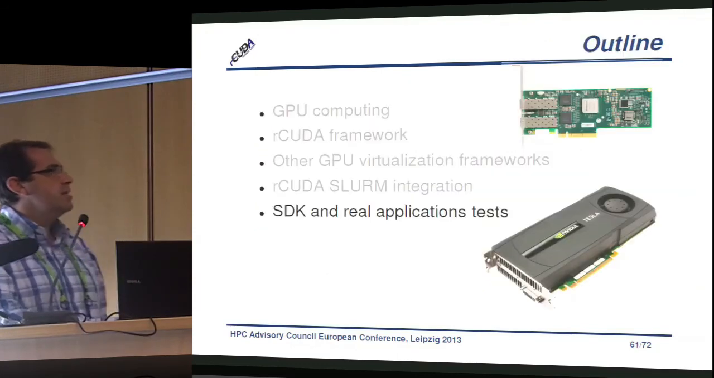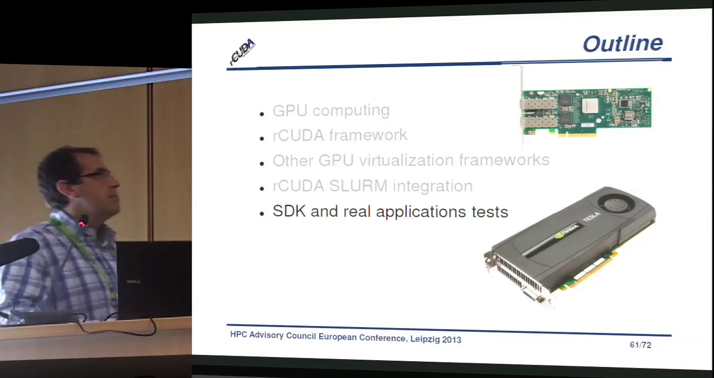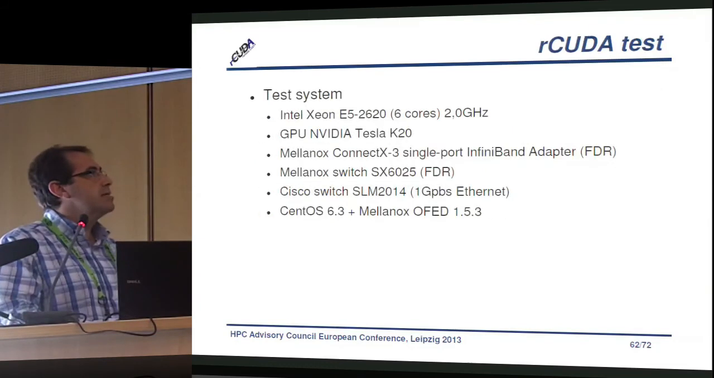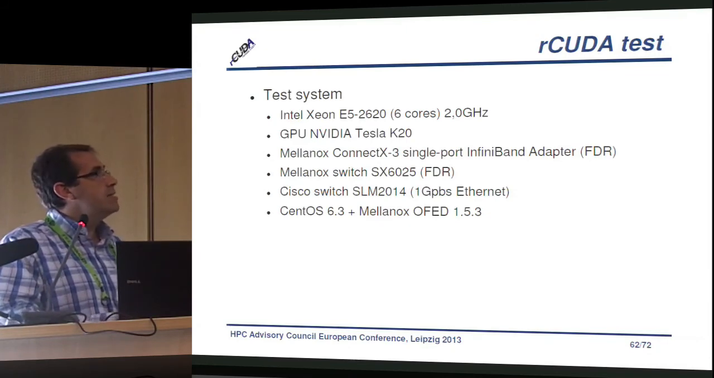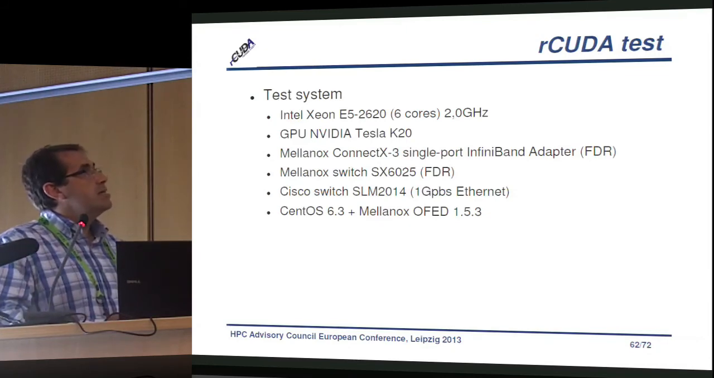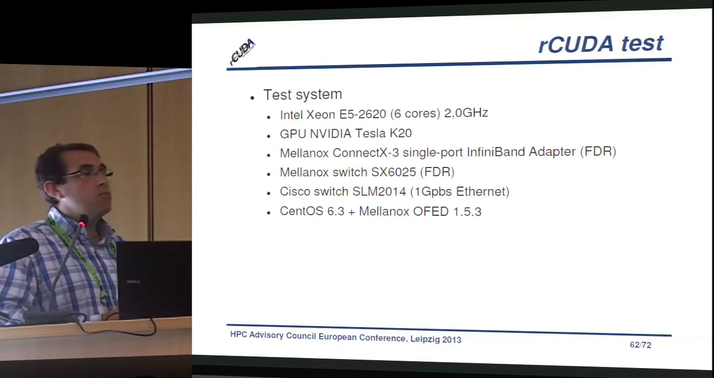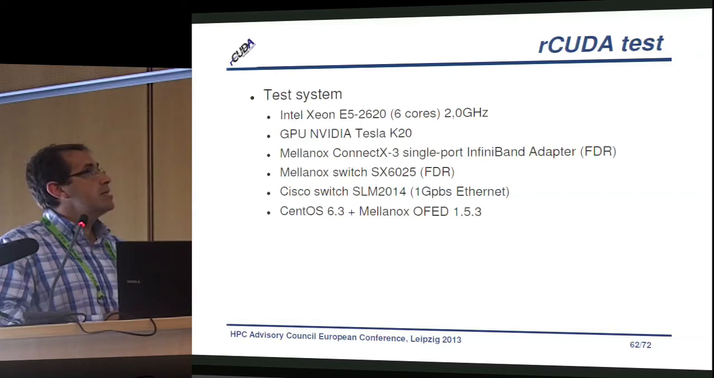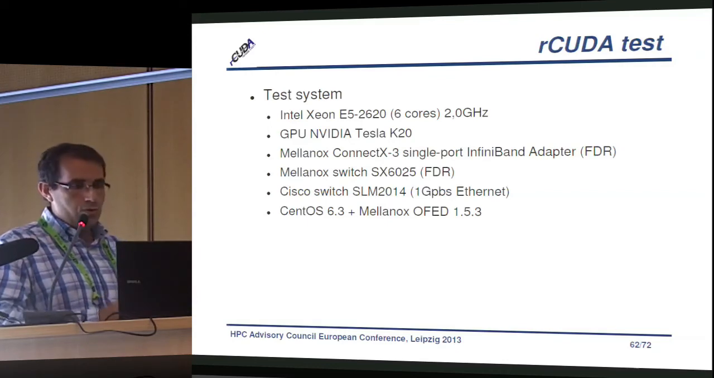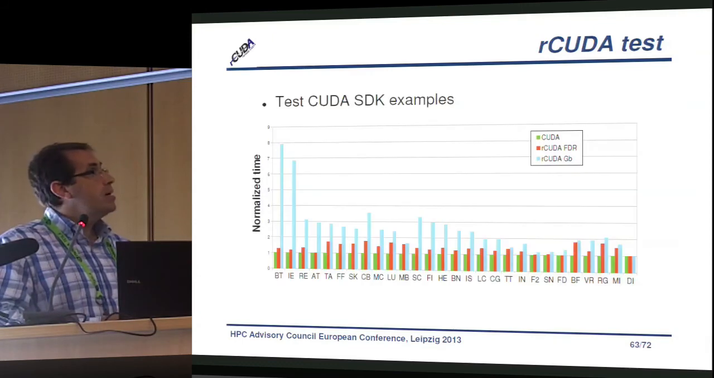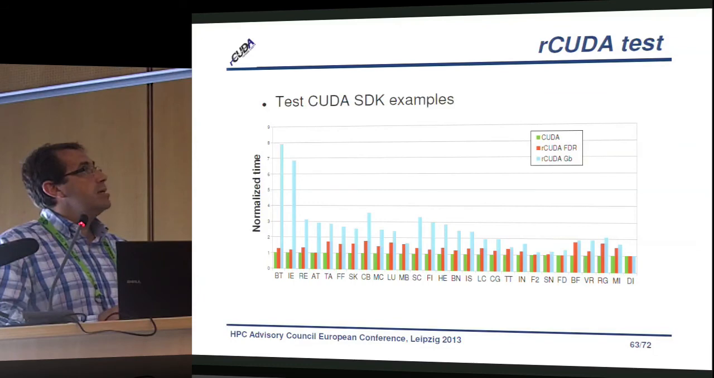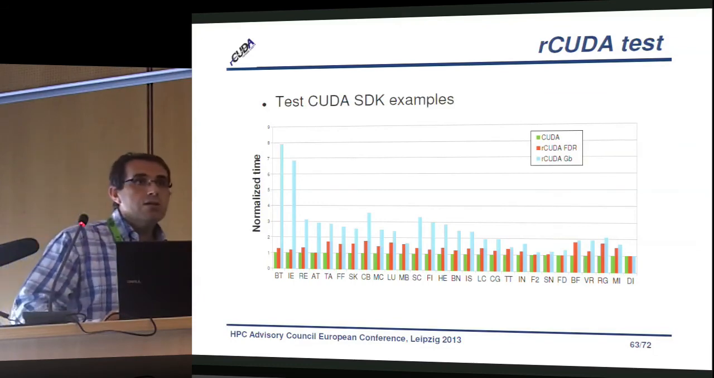Then for the end, I will present some real applications test and SDK. This is the test system for the first test. This is a system with 2 nodes, one without GPU and one with GPU. The one with GPU has a Tesla K20, and we are using FDR in order to communicate the two nodes. This is an execution of all the CUDA SDK examples.